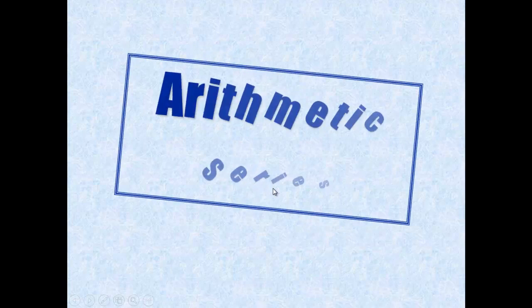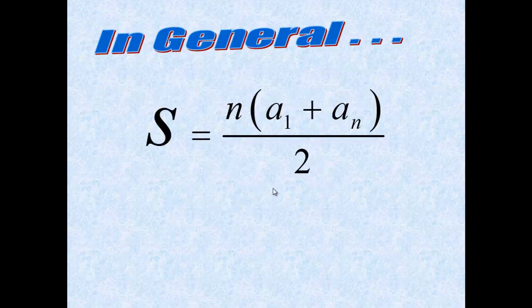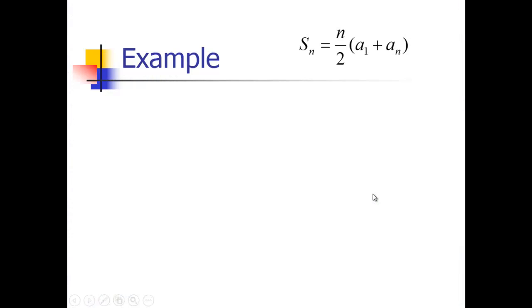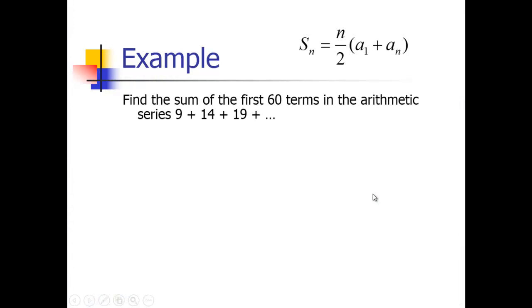Now it's about arithmetic series. In general, S is sum, n is the number of terms, a1 is the first term, an is the last term. For example, find the sum of the first 60 terms in the arithmetic series 9 plus 14 plus 19.